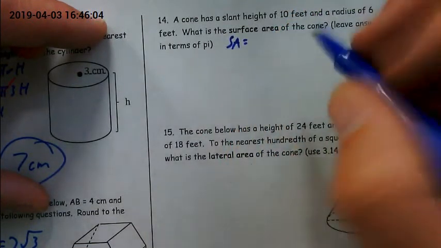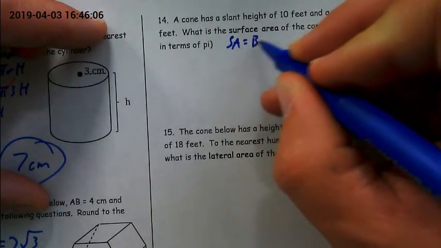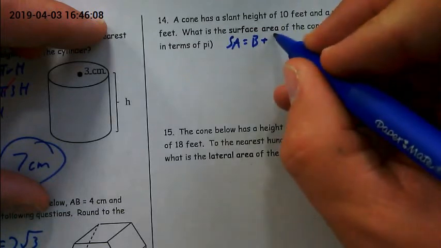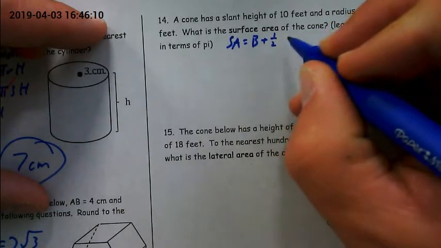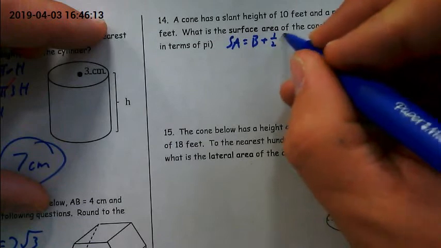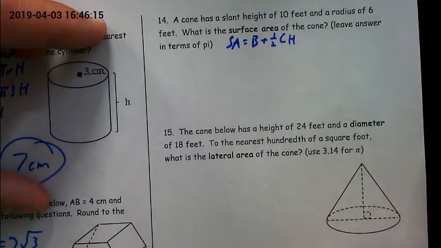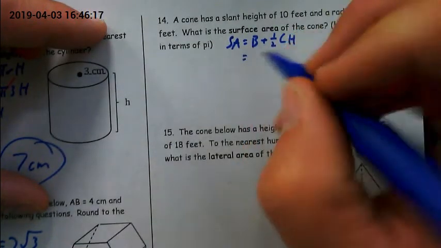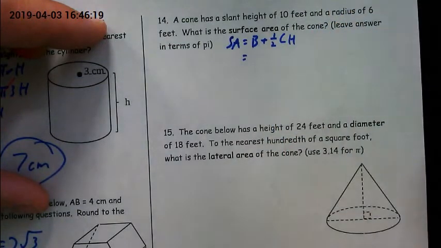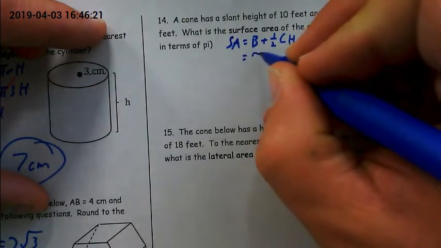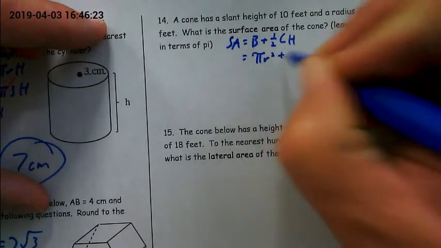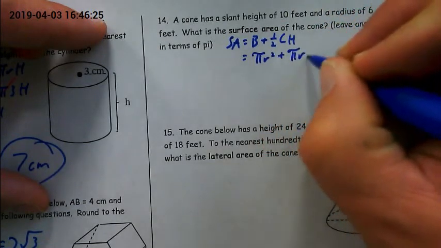Surface area equals our base area plus, you could say this many different ways, 1/2 our circumference times our height. Or, the way I prefer writing this, again, if we plug in our formulas for a circle, this would be pi r squared plus pi r l.